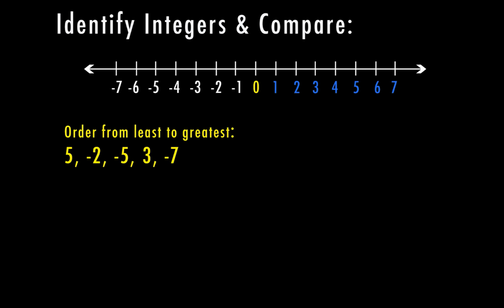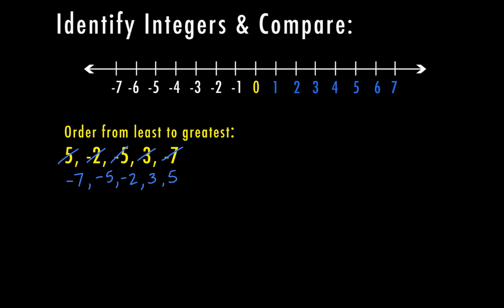So in this case, if I look at my number line, the smallest number in this list is going to be -7. So I'm going to write that here, put a comma. My next smallest number is the -5. Then the next one I have is -2. Once I get to the positives, everything is labeled the same. So 3 and then 5.